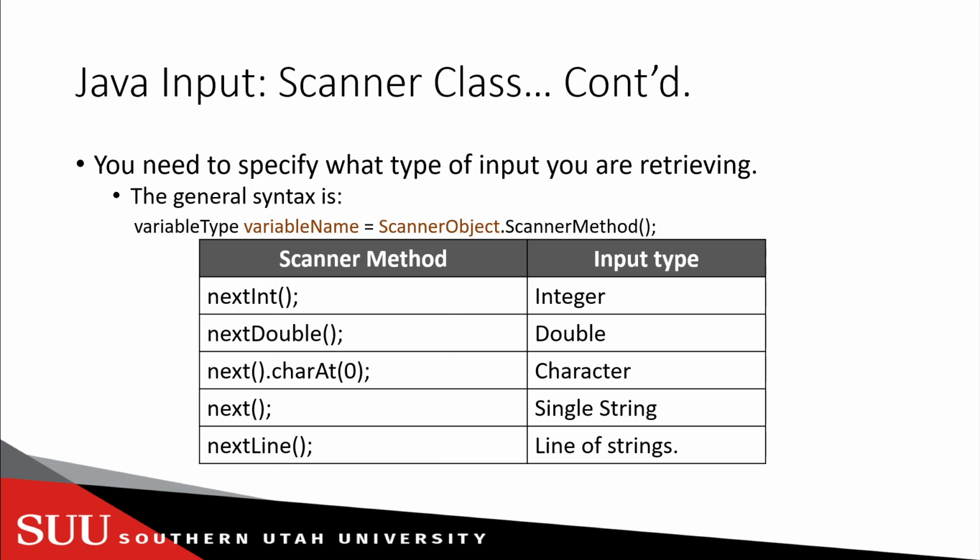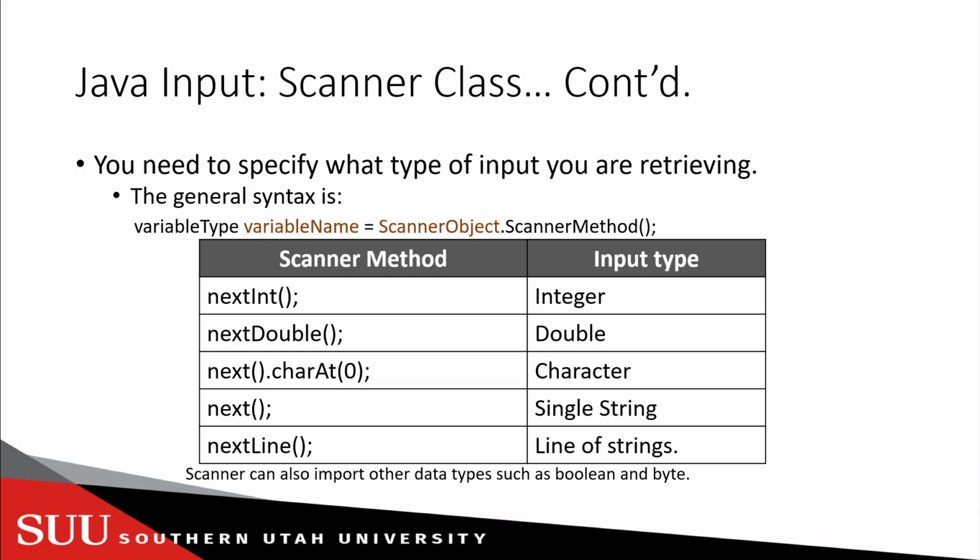For example, we have nextInt to grab an integer, and nextDouble is going to grab a double. To grab a character, we will do next().charAt(0). So what does this mean? This means give me the next string input and give me the first character of that string input. Then next is going to give you a single string, and nextLine is going to give you the full line of string. Scanner can also get other data types such as boolean and byte, but these are the ones that we will be using the most.